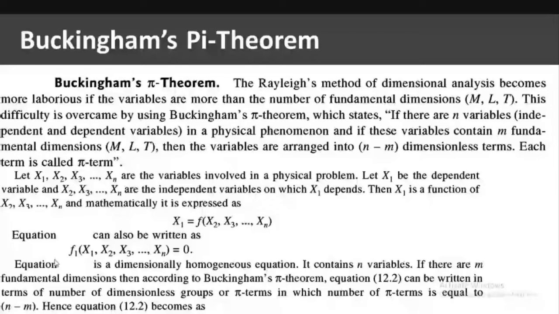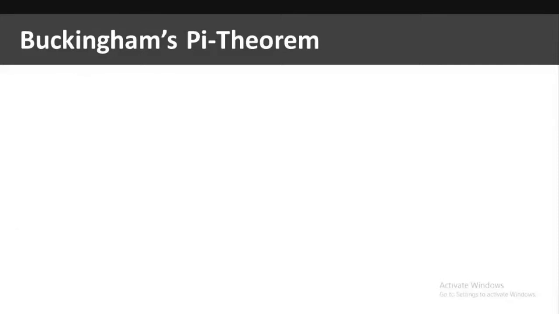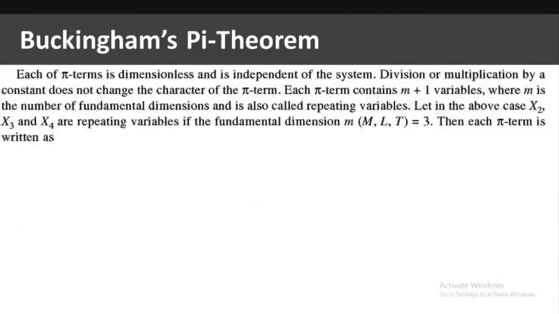So it contains n variables, and out of those n variables, m variables are fundamental dimensions. So according to the Buckingham Pi theorem, there should be n minus m number of pi terms. We can say this function can be replaced by pi terms. So a function of pi 1, pi 2, pi 3 and so on, up to n minus m pi terms, pi of n minus m, equals 0. You only need to see these steps, because while solving problems we will apply all these steps. Each of the pi terms is a dimensionless number and is independent of the system.